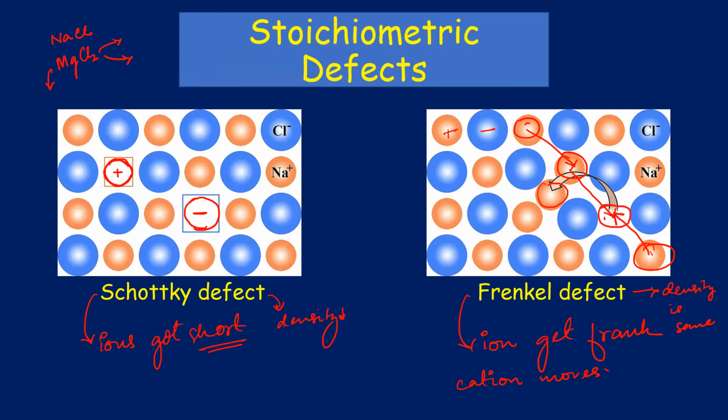The electrical conductivity will increase in Schottky defect or Frenkel defect. Both of them have holes, and due to these holes, the conductivity will increase. The conductivity will increase. Is that clear? Yes or no? Tell me.